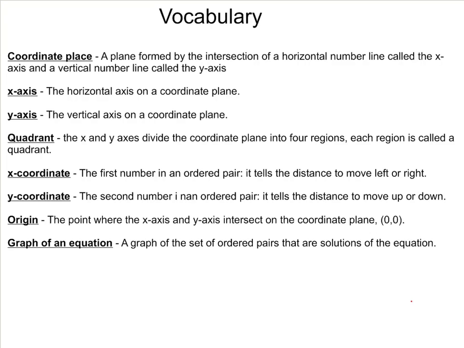The x-coordinate is the first number in an ordered pair that tells you the distance to move left or right. The y-coordinate is the second number in an ordered pair, and it tells you the distance to move up and down. Origin is the point where the x-axis and the y-axis intersect on a coordinate plane, which is 0, 0. Graph of an equation is a graph of the set of ordered pairs that are solutions of the equation.